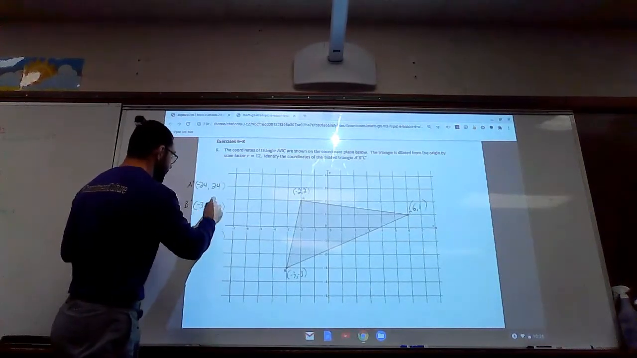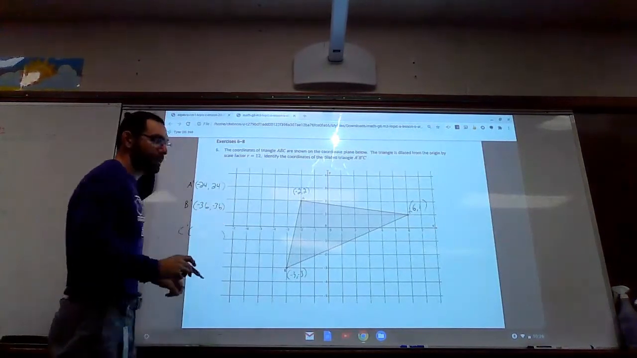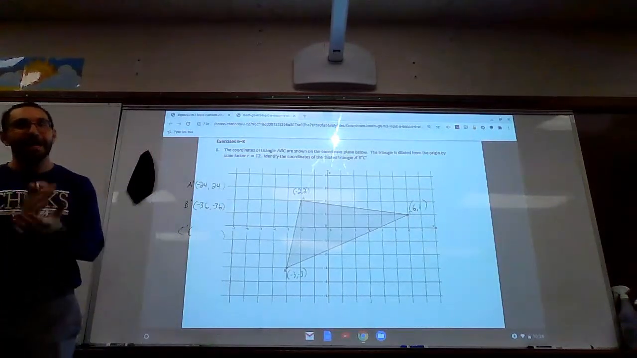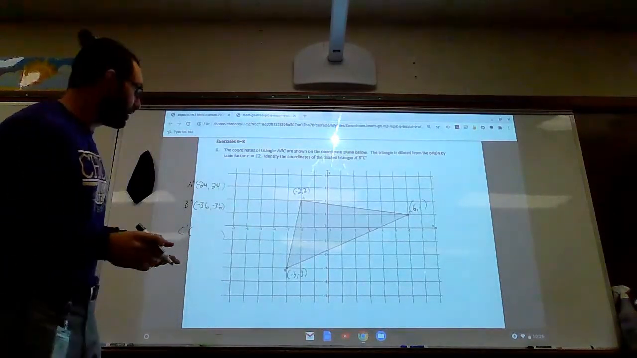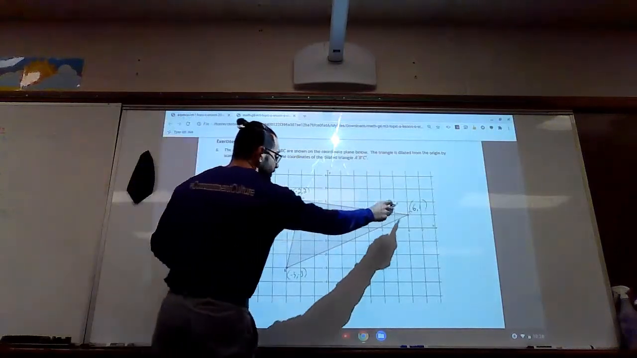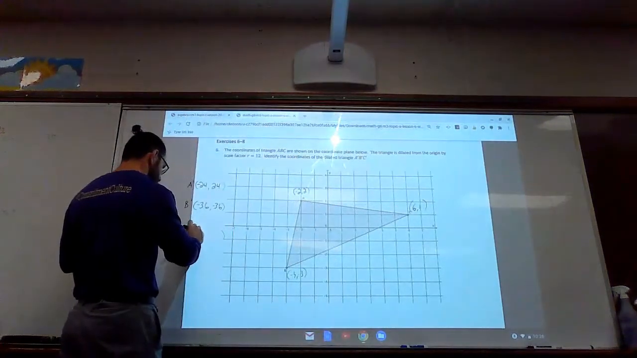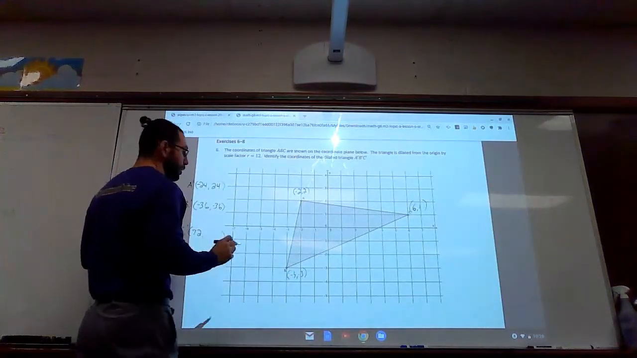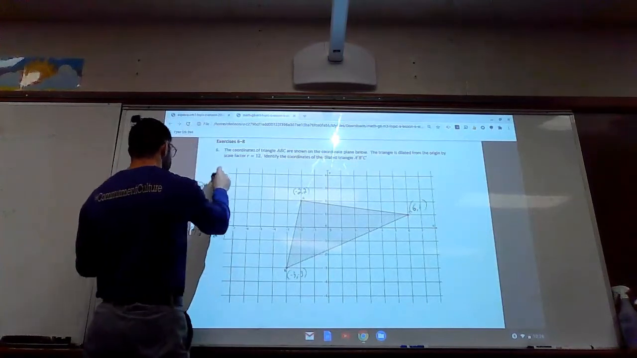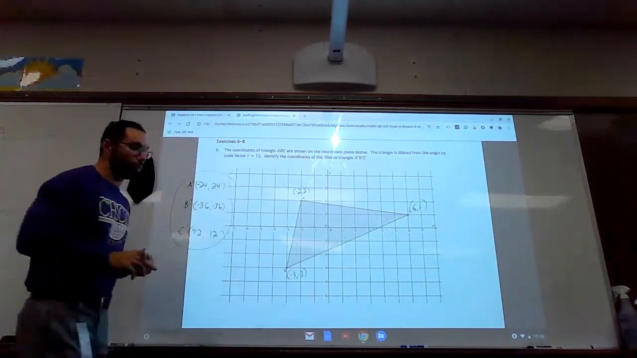B prime is -3 times 12, which is -36. -3 times 12, which is -36. I'm taking each individual point and I'm multiplying it by 12. C prime, 6 times 12 is 72. 1 times 12 is 12. Here are the new ordered pairs.